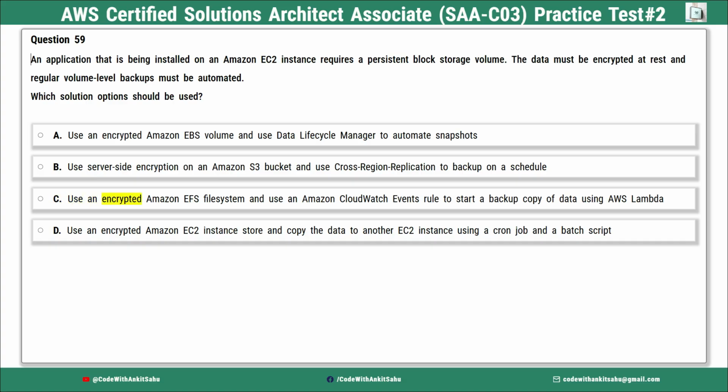Option C. Use an encrypted Amazon EFS file system and use an Amazon CloudWatch Events rule to start a backup copy of data using AWS Lambda. Option D. Use an encrypted Amazon EC2 instance store and copy the data to another EC2 instance using a cron job and a batch script.